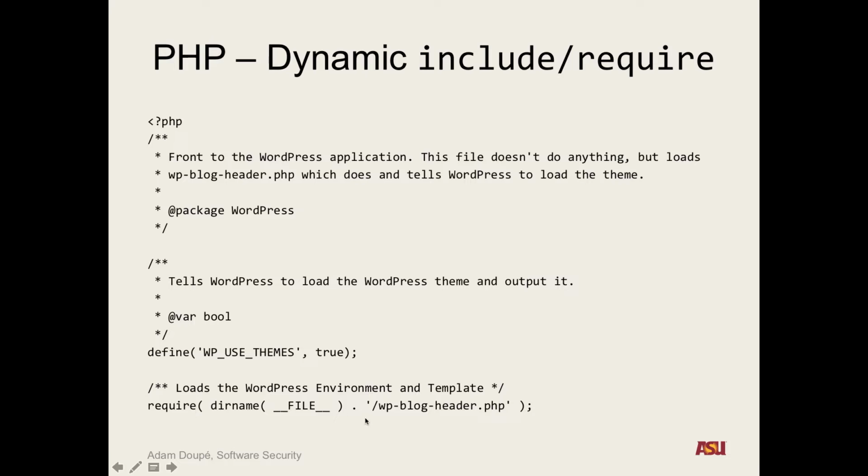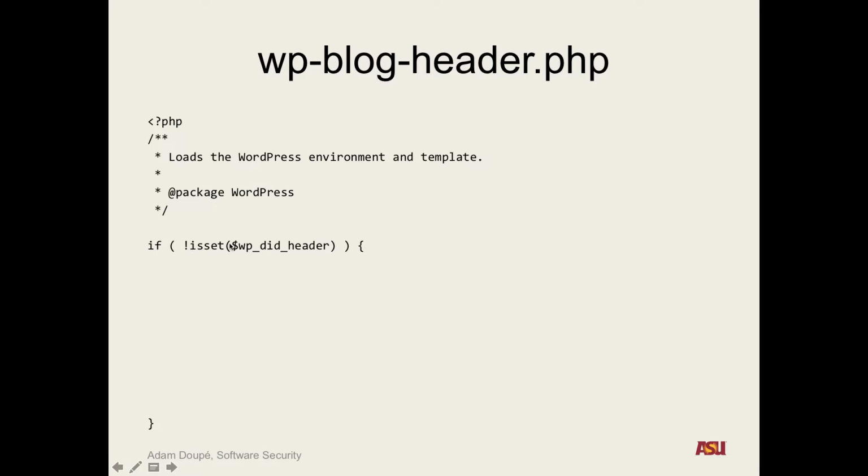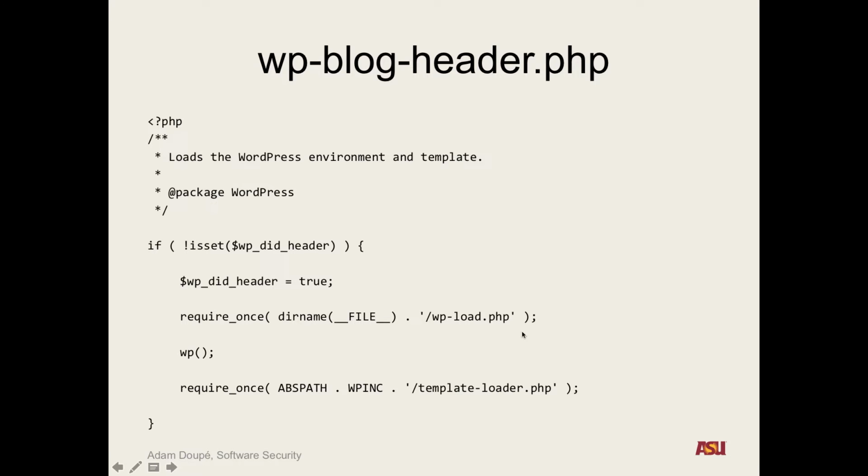So any global variables that this wp-blog-header.php file creates will be accessible to code after this require statement. Similarly, this wp-blog-header can actually access variables like this wp-use-themes. This is declaring a global variable called wp-use-themes. So let's look at this example. It can check if this wp-did-header is set. It is not set, so if it does not exist, it will create this wp-did-header variable. It will also itself require other files.